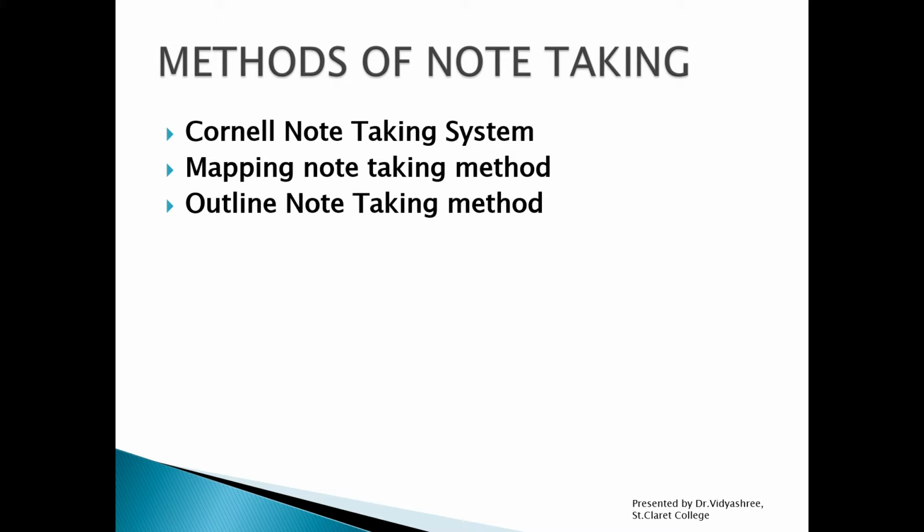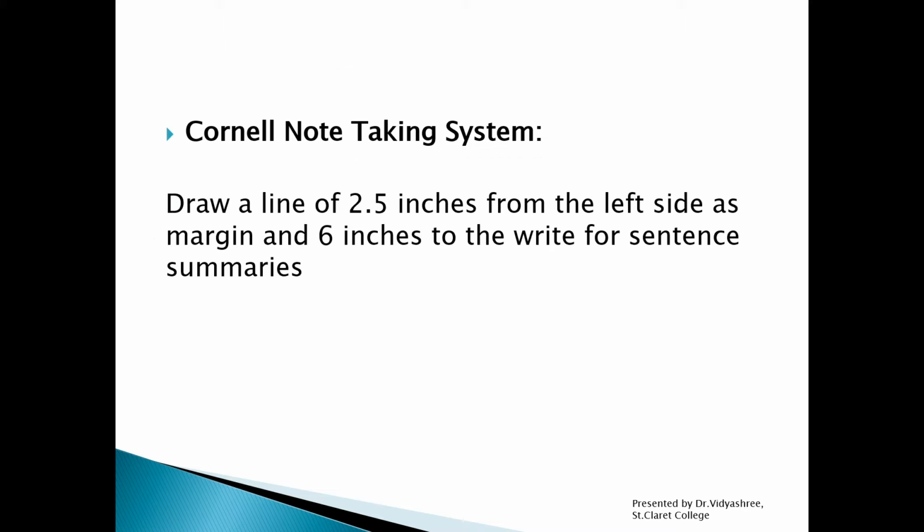There are three different types of methods, that is Cornell note taking system, mapping note taking method, and outline note taking method. Let's discuss in detail. Cornell note-taking system. This is a type of note-taking system which is proposed by a person named Cornell. As per him, while you take notes under the system, you have to draw a line of 2.5 inches from the left side as margin and 6 inches to the right for sentence summaries.